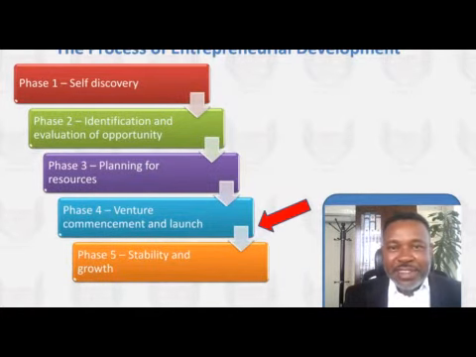The fourth phase is venture commencement and launch. But before this time, you must have gathered all the resources and information you need to start your business. You must have known what product or services to focus on, who your potential customers are, that is your target market, and also your distribution channel. Then you are ready to open shop and launch into the market.